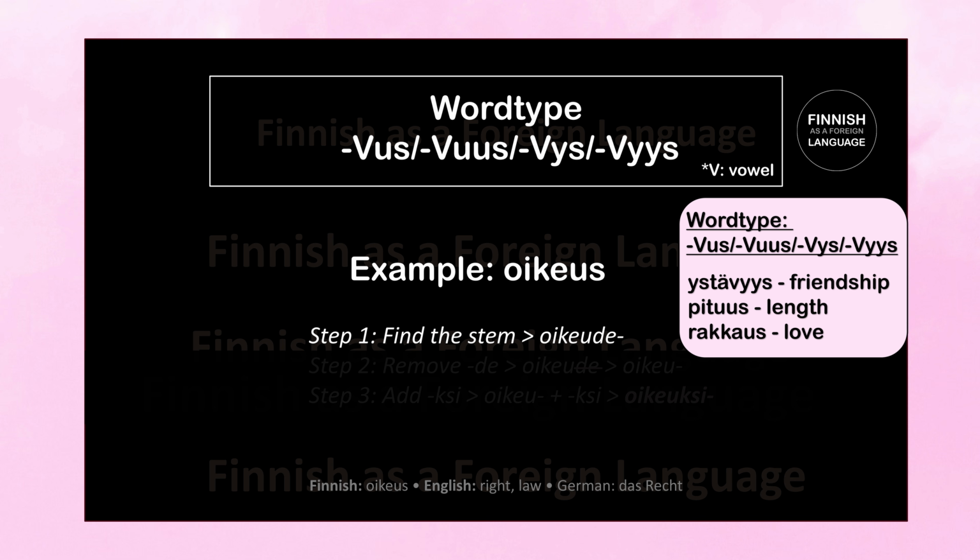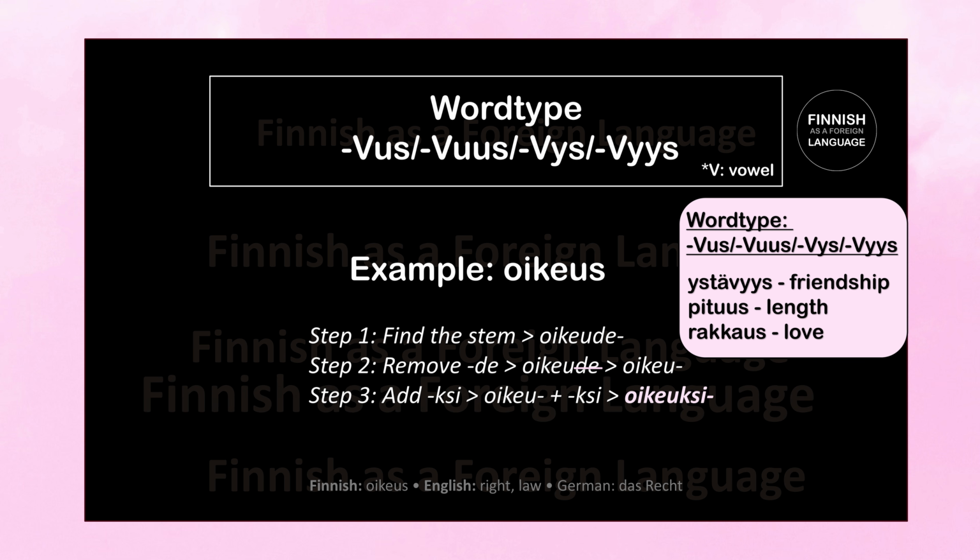In the first step, we have to find a stem, which is oikeuden. Then in the second step, we have to remove the letters d and e. So that means oikeuden changes to oikeu. And then in the third step, we add ksi to it. So that means we have oikeu plus ksi and we get oikeuksi. This is our plural stem.